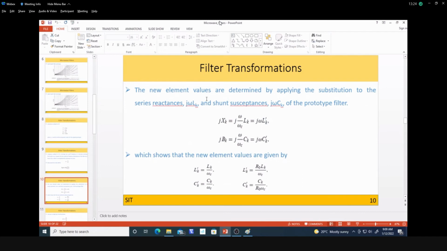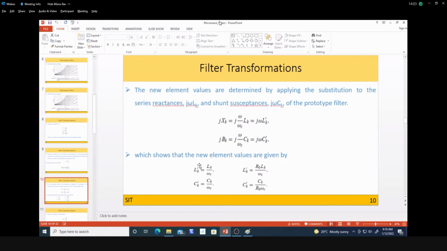So now the new element values are determined by applying this substitution. So this is the substitution because we have transformed the frequency omega by omega c, and this reactance will be obtained based on the L_k values. So that L_k is nothing but the new value which we obtained, L dash. If we replace that L by L dash, we are going to get the corresponding reactance. And similarly we have the susceptance for the capacitor. Okay. So now you can see the new elements which are given based on the cutoff frequency. So based on the cutoff frequency, we are able to get the new values.